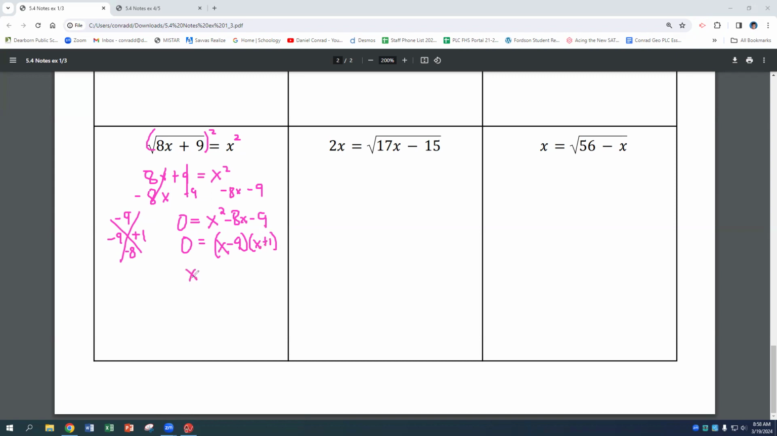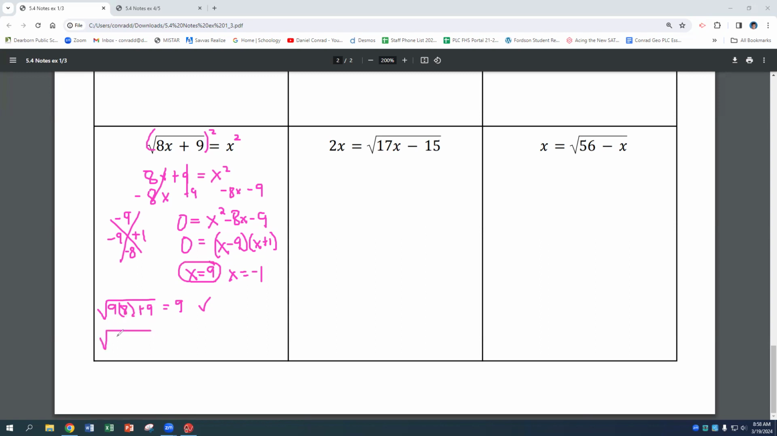Which means my solutions are going to be x equals 9 and x equals -1. If I check my solutions here, I'm going to have 9 equals the square root of 8 times 9 plus 9. So that's going to be 72 plus 9, 81. Square root of 81 is 9. This one is good. So this is a good answer.